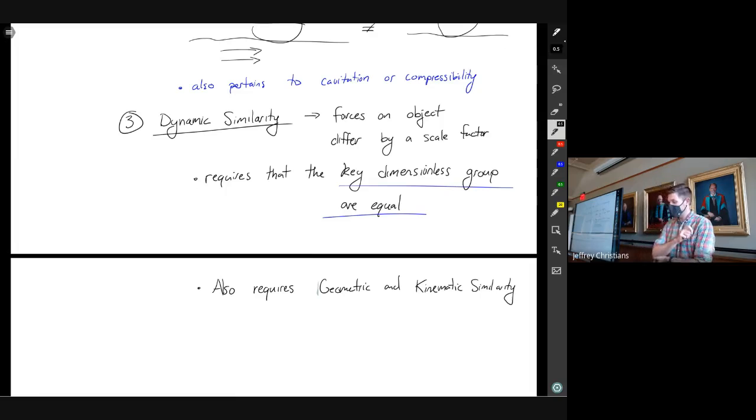Okay, so geometric similarity and kinematic similarity are necessary but not sufficient. You need both of those, and you also need the dimensionless groups to match. But if you can get all of that to happen in your model system, you can directly translate whatever you want to measure in your model system to whatever you might want to know about your full-scale system, which I think is a really powerful experimental analysis tool.